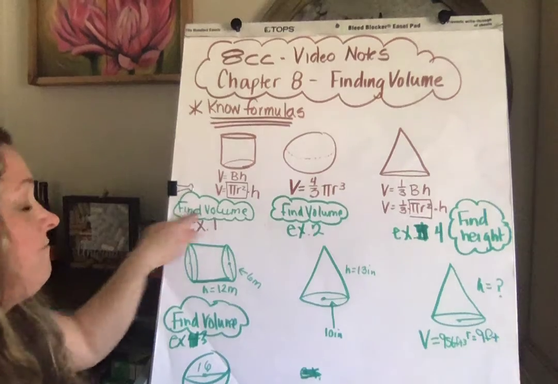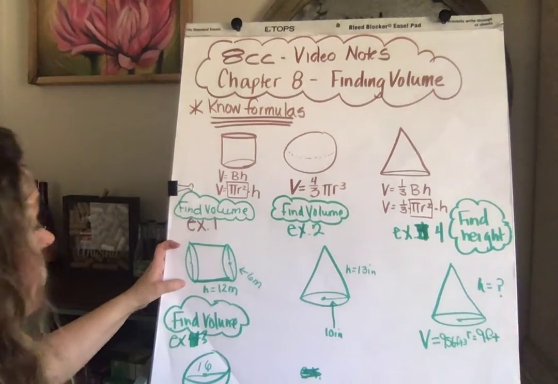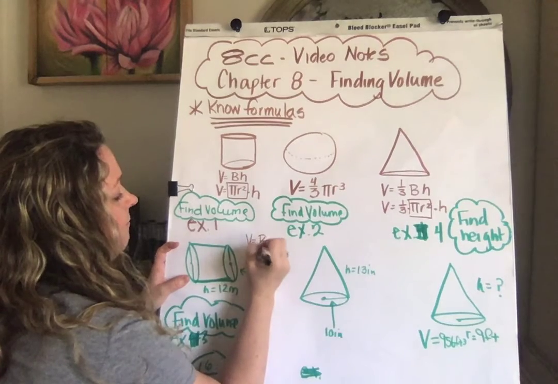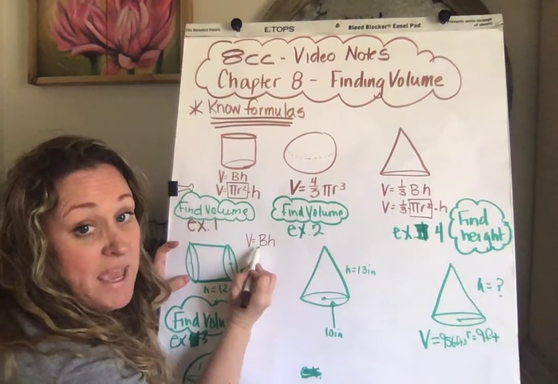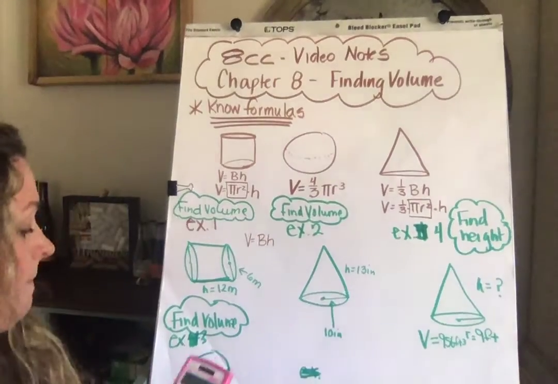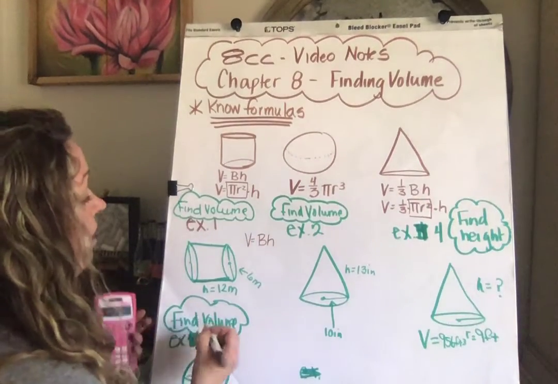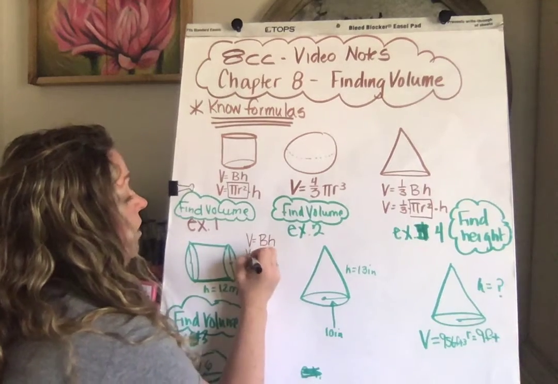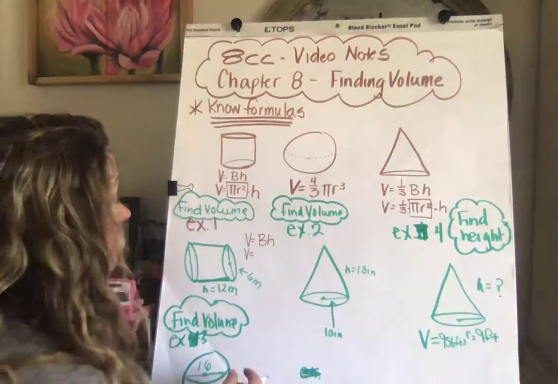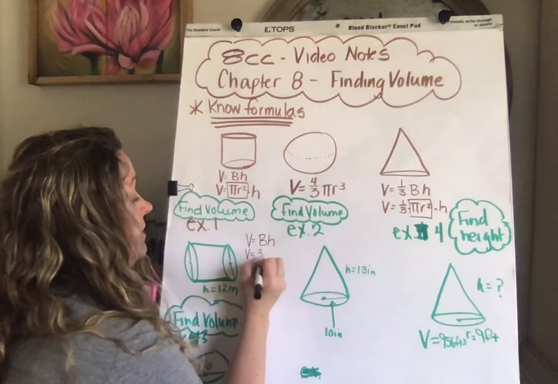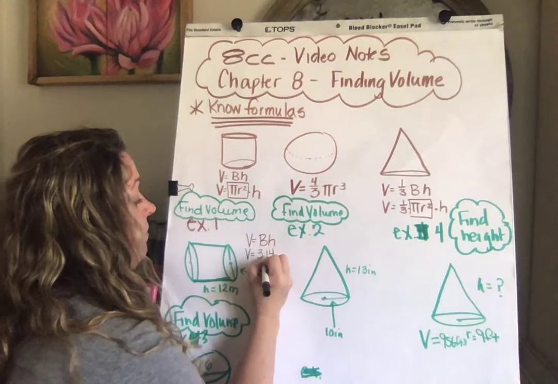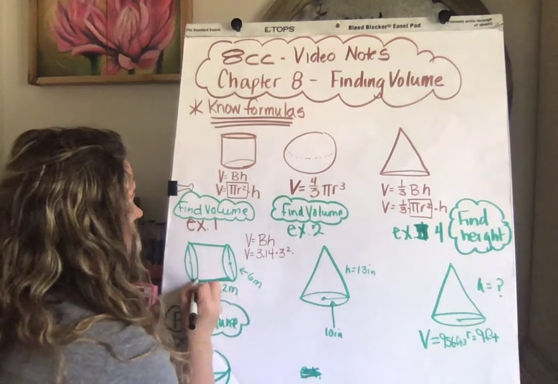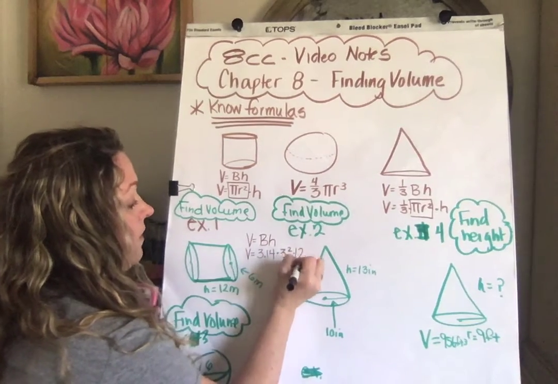In example 1, find the volume. Well, this is a cylinder. So the first thing I'm going to do is write my formula for cylinder volume. I have a big B. When I do a big B, that is the area of the base. So I need to make sure that I'm writing down how to find the area of the base of a circle. Well, area of a circle is pi r squared. So that's 3.14 times 3 squared times the height, which is 12.